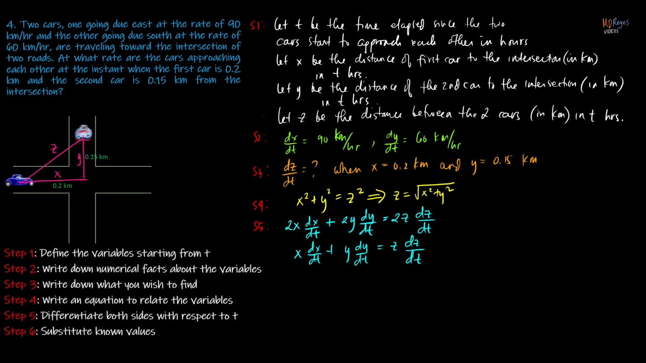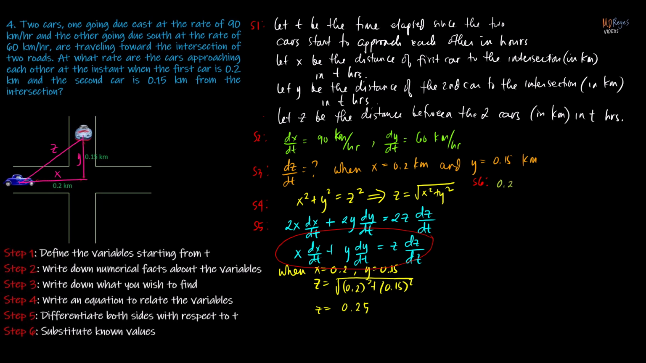Okay, so z, when x is equal to 0.2 and y is 0.15, is the square root of 0.2 squared plus 0.15 squared. Let's get the value of z. If you solve for that, you'll get z equals 0.25. Okay, so now you can substitute all of these values in step 6 to find dz over dt. Let's go to step 6. So in this equation, we'll substitute all the given values.